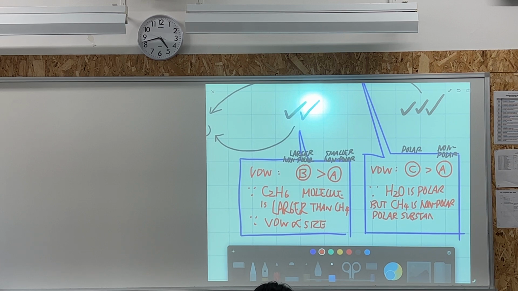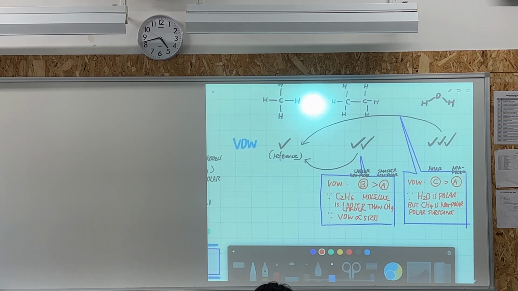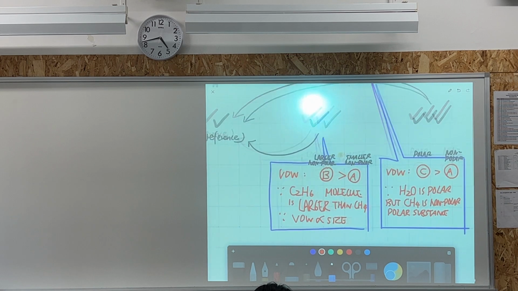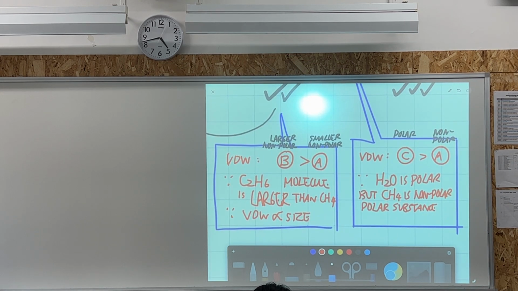So this is why, for all these three molecules, you see this is almost twice as strong. I wouldn't say exactly double, but this is stronger than it, and this is even stronger than these two. Okay? So CH4 is non-polar, and polar substances have stronger van der Waals force than non-polar ones. Is that clear?